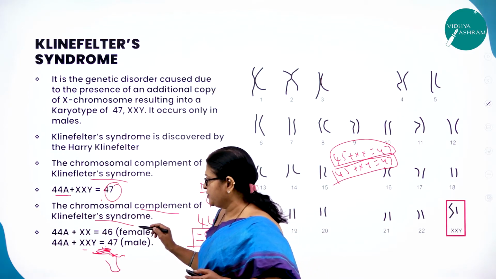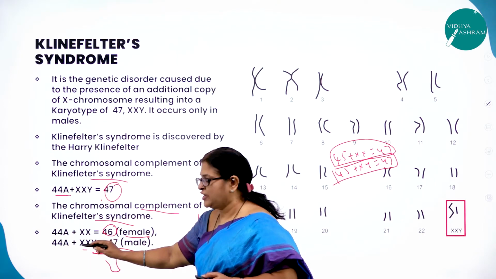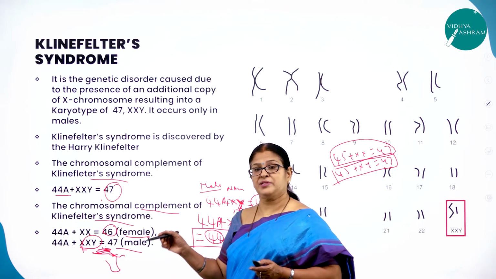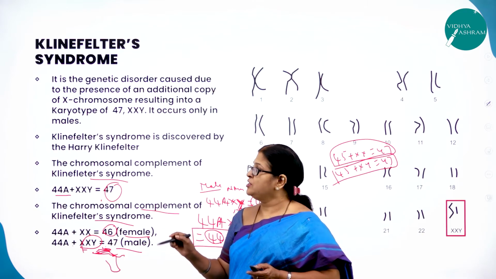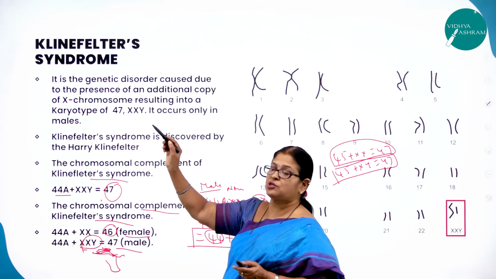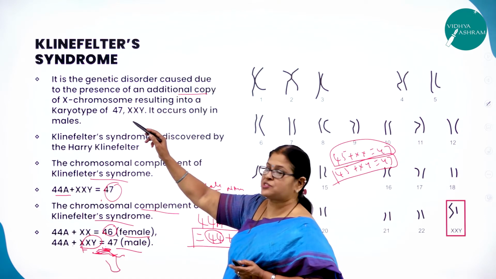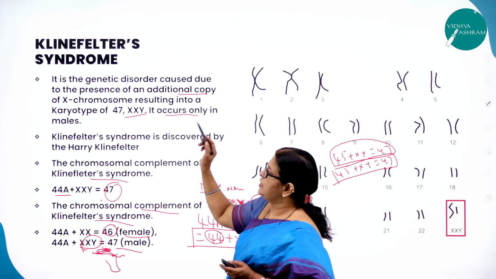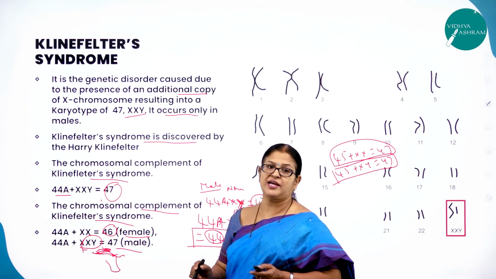So actually in female it is 46. It should be like this. See in male how it is 44A plus XXY. So this occurs only in male but not in female. So this is a very important concept to be learned. So what is Klinefelter syndrome? It is a genetic disorder caused due to the presence of an additional copy of X chromosome resulting into a karyotype of 47, that is XXY. It occurs only in male and it was first time discovered by Harry Klinefelter, hence the name Klinefelter.